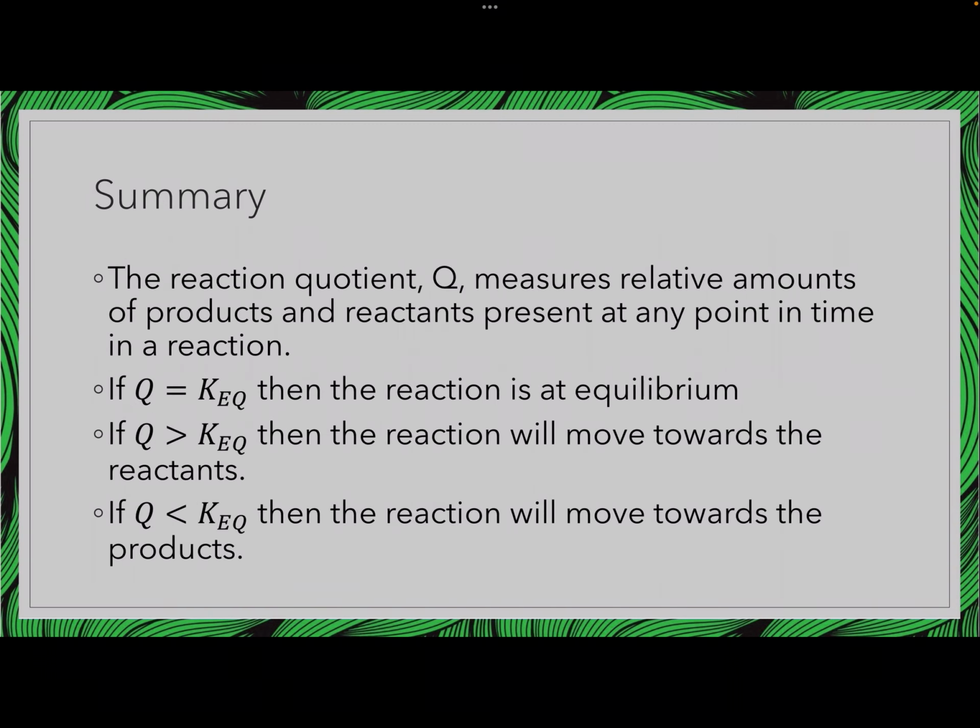So in summary, the reaction quotient Q measures the relative amounts of products and reactants present at any point in time in a reaction. If Q is equal to KEQ, then the reaction is at equilibrium. If Q is bigger than KEQ, then the reaction will move towards the reactants. If Q is less than KEQ, then the reaction will move towards the products.